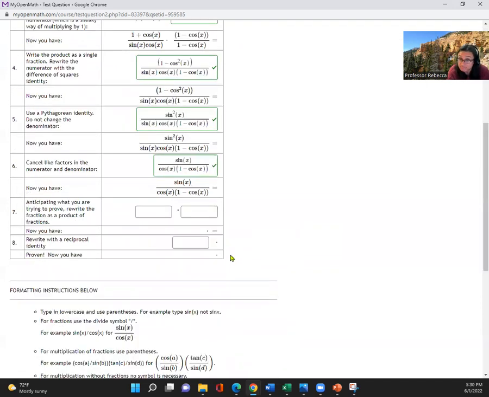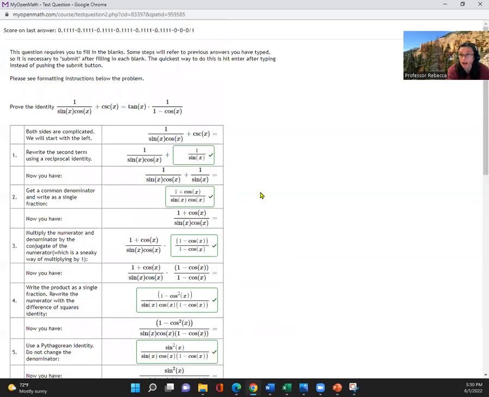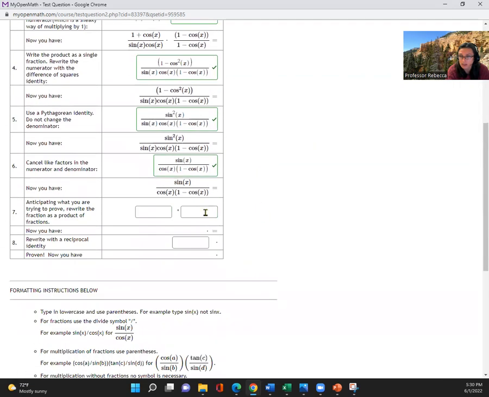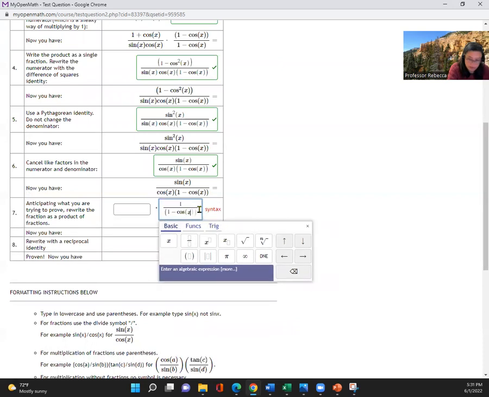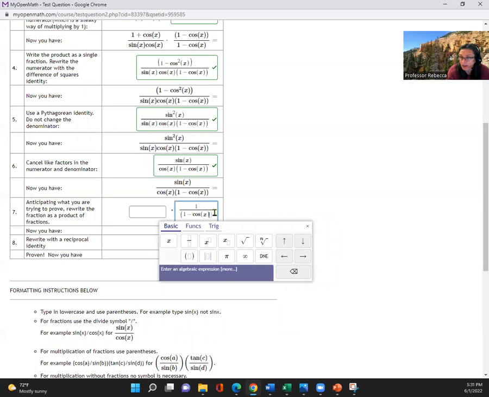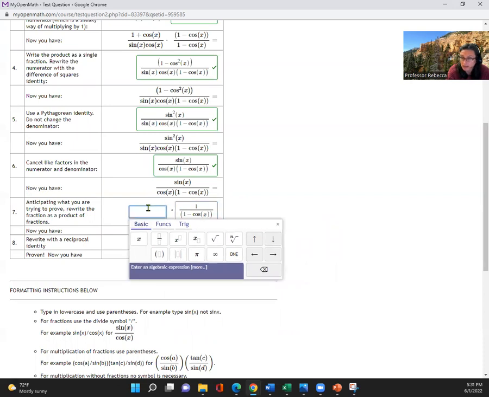I'm almost done. It says, anticipating what you are trying to prove, rewrite the fraction as a product of fractions. So I see here, I'm going to need one fraction and then another fraction. And there's a couple of ways to do this from what I have. I could put the sine in one side, I could put the sine in the other side. Notice in what I'm trying to prove, I have a 1 over 1 minus cosine x. So I am going to enter that in. And on this side, that would leave me with the sine x over cosine x.